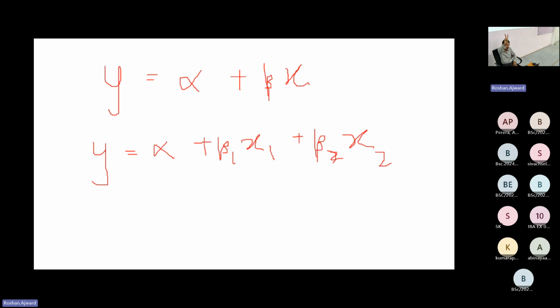The first one is known as a bivariate regression. Why? Because it has only two variables. The second one is known as what? A multiple regression or multivariate regression, because it has more than two variables. If you have more than two variables, you call it a multiple or multivariate regression. Right? Okay.